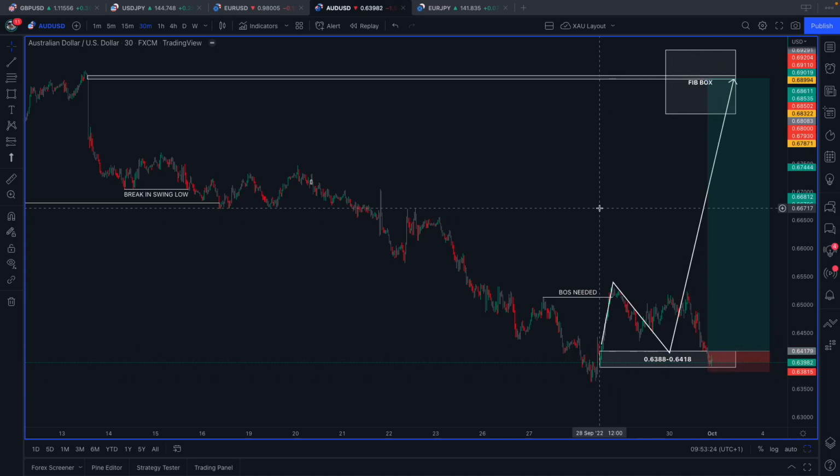If you are delivered with the confluence to buy into this market, then by all means execute those positions, and let's see how price plays out.